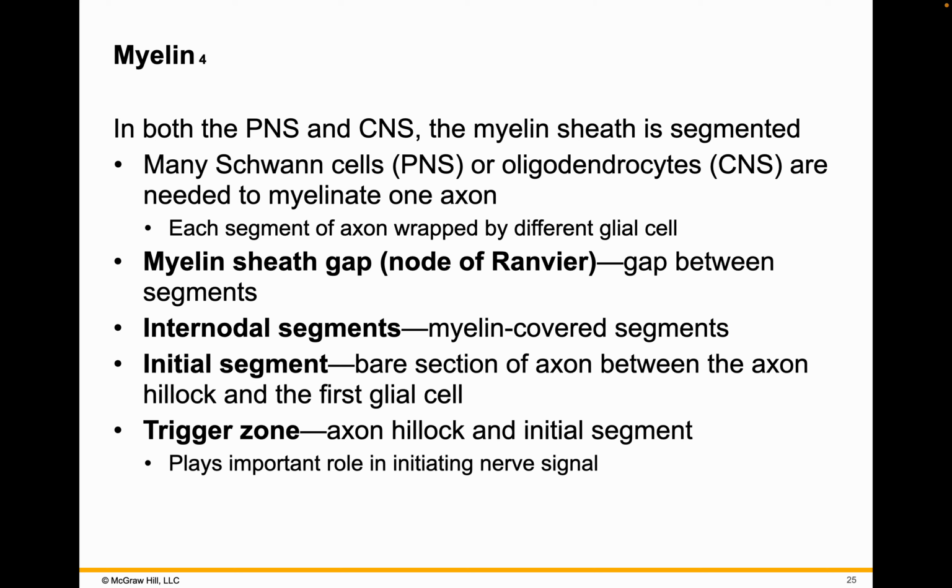The gap between the myelin sheath segments is called the myelin sheath gap, traditionally known as the node of Ranvier. There are internodal segments, which are myelin-covered segments. The initial segment is a bare section of axon between the axon hillock and the first glial cell. The trigger zone includes the axon hillock and the initial segment, and plays an important role in initiating a nerve signal.